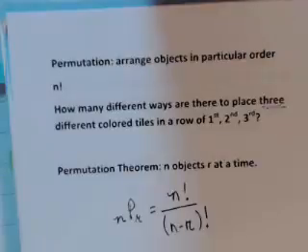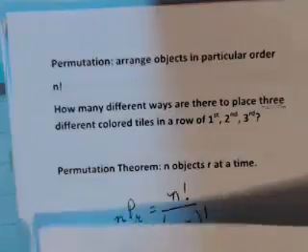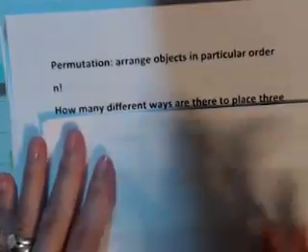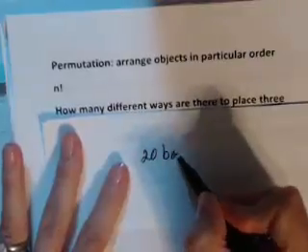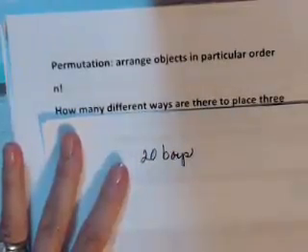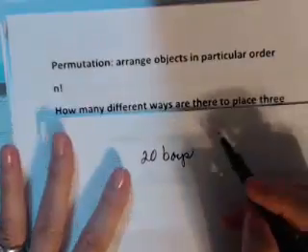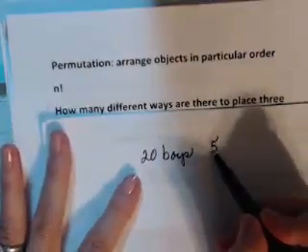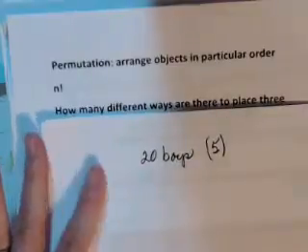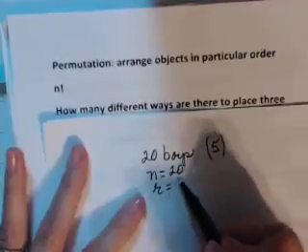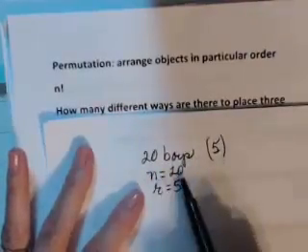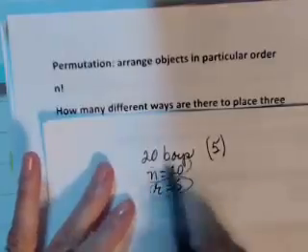So let's say we are looking at a basketball team, and I have 20 boys that are trying out for the team, and I'm only going to choose 5 of them to play today. So the n on the problem would be 20, and the r on the problem would be 5. So I have 20 boys, and I'm going to choose them 5 at a time.